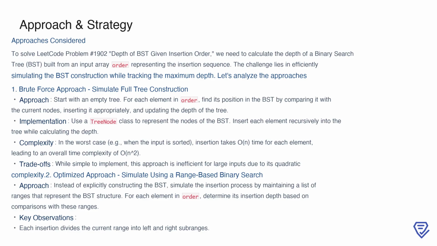An alternative is the optimized approach, which avoids explicitly constructing the tree. Instead, it simulates the insertion process using a range-based binary search. By maintaining a list of ranges that represent the BST structure, we can determine the depth of a node based on comparisons with these ranges. This observation significantly reduces the computational effort while avoiding the overhead of managing a full tree structure.